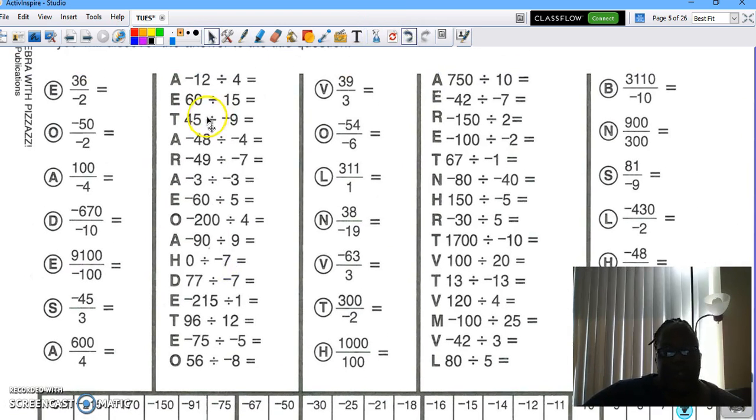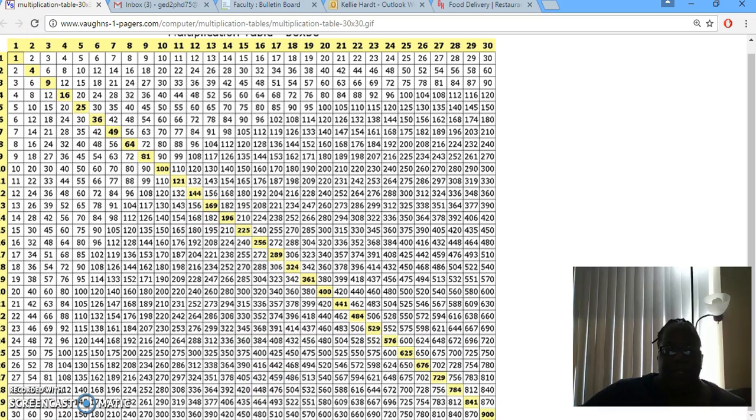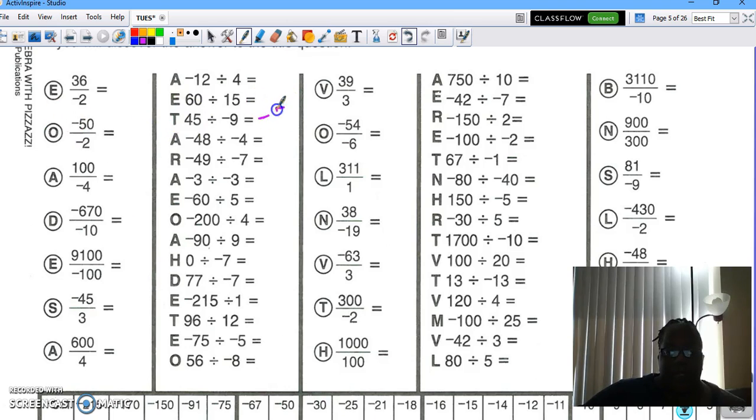All right, so the next one is T. I have a positive divided by a negative. If you look at the rules, positive divided by a negative is a negative. So I already know my answer is going to be negative. So now I'll go to my multiplication chart. Start with the small number, look for the big, 45. So here's my answer. My answer will be 5. 9 will go into 45 5 times. So my answer is -5. So you should find a -5 down here. I think it's right about here, right? And so you would put a T.